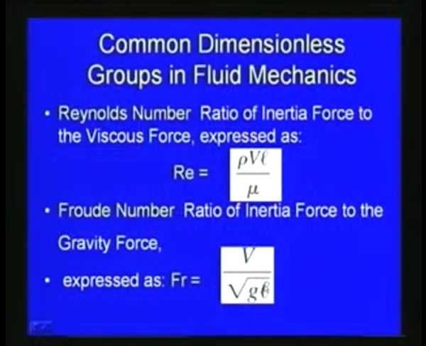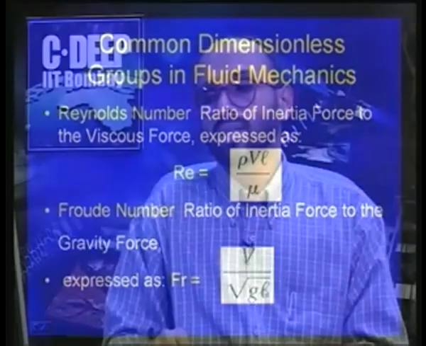So here it is the ratio of inertia force to gravity force, and it is expressed as the Froude number, Fr is equal to V by root GL, where L is the characteristic length. It can be depth or various other parameters depending upon which way we are dealing with the problem. In the case of open channel flow, it can be the depth of flow.